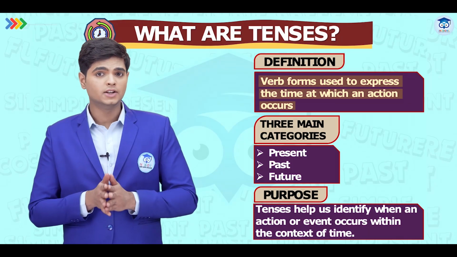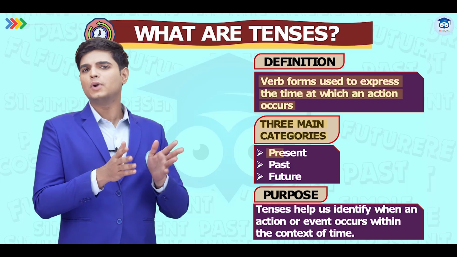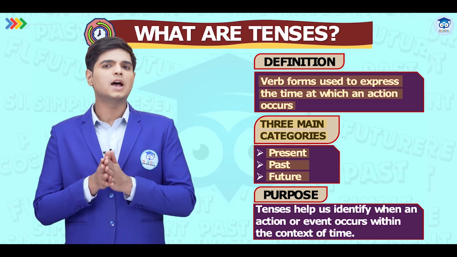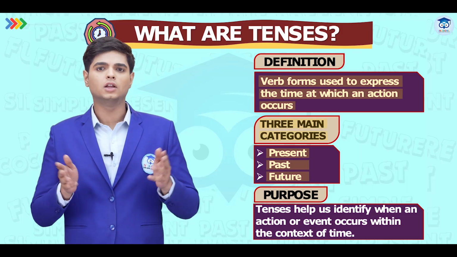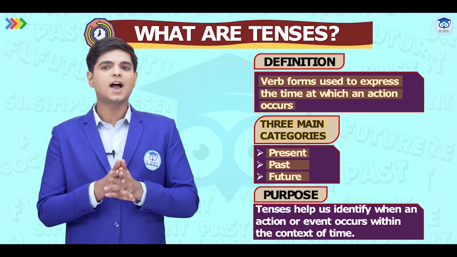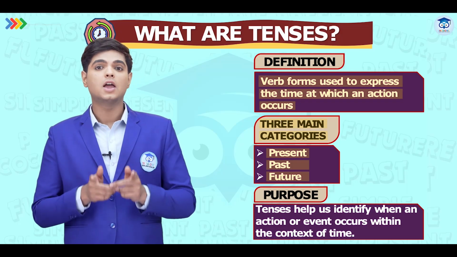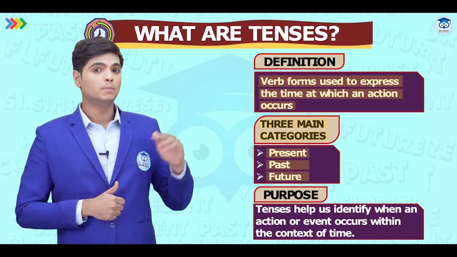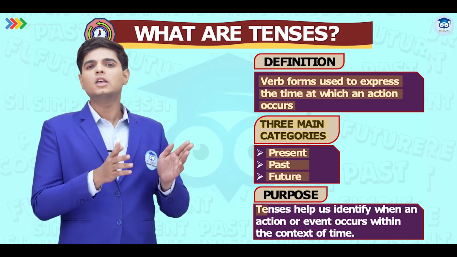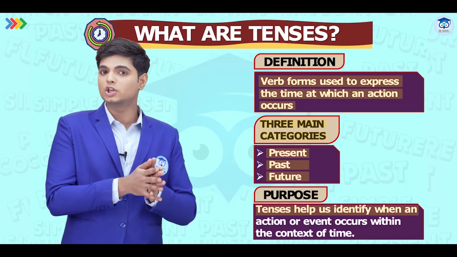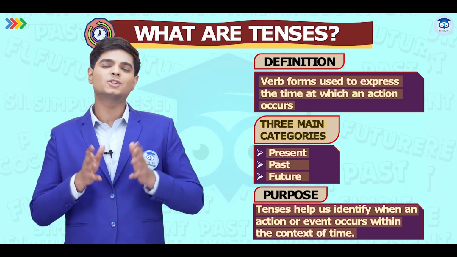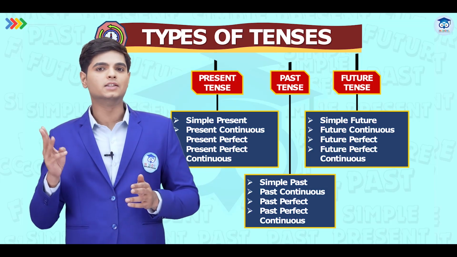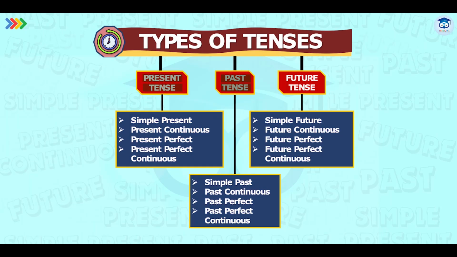It is basically divided into three main categories: present, past, and future. We use the present tense when something is happening at the moment or regularly. The past tense tells us about actions that have already happened. And the future tense is for things that are yet to happen. The purpose of using tenses is to help us identify when an action or event occurs within the context of time.